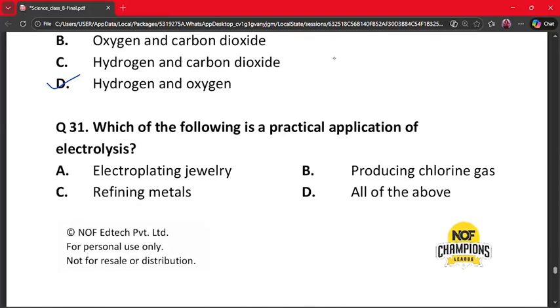Our next question is question 31. Which of the following is a practical application of electrolysis? A. Electroplating jewelry. B. Producing chlorine gas. C. Refining metals. And D. All of the above. The correct answer is all of the above. So electrolysis is used in electroplating, gas production, and metal refining. So all options are correct here.